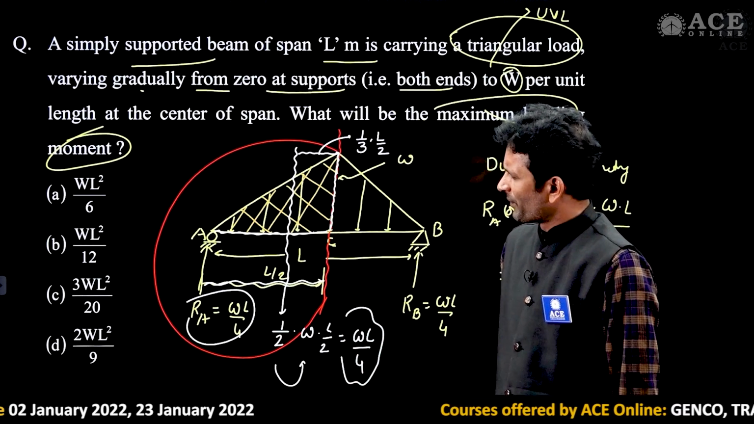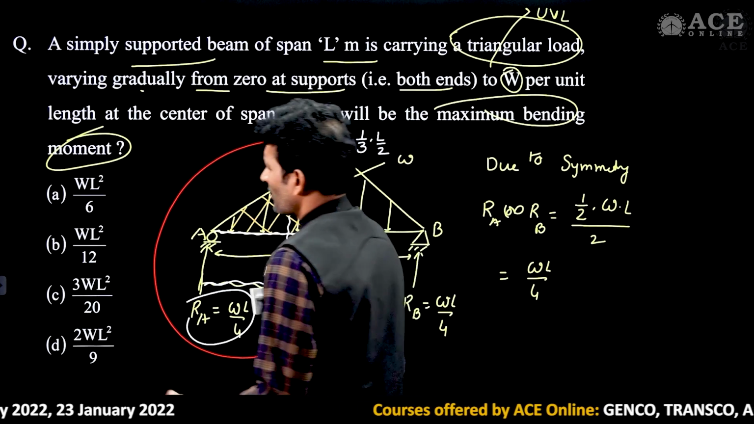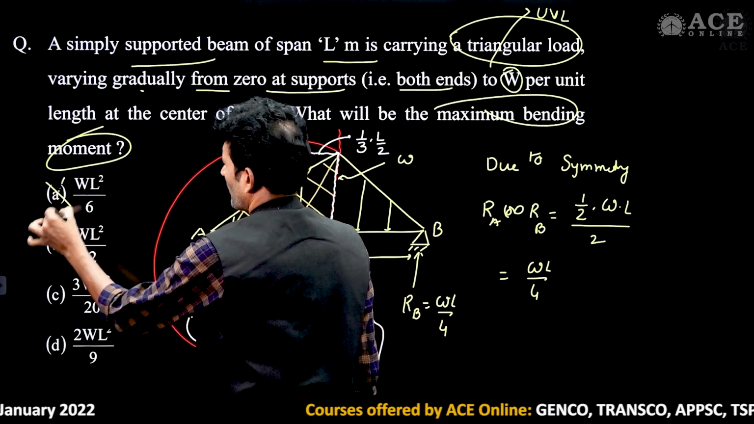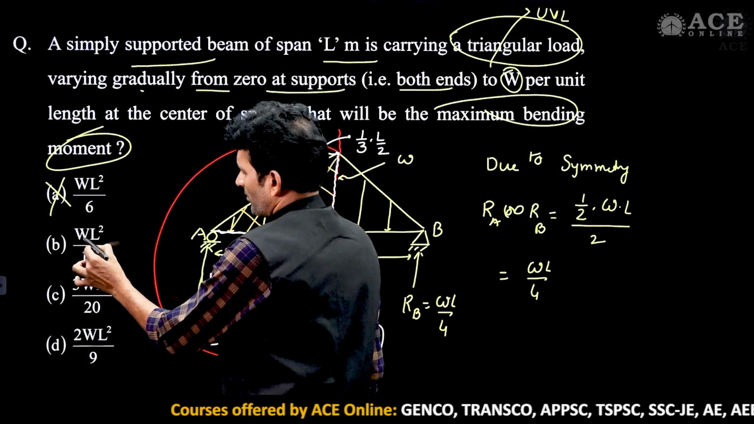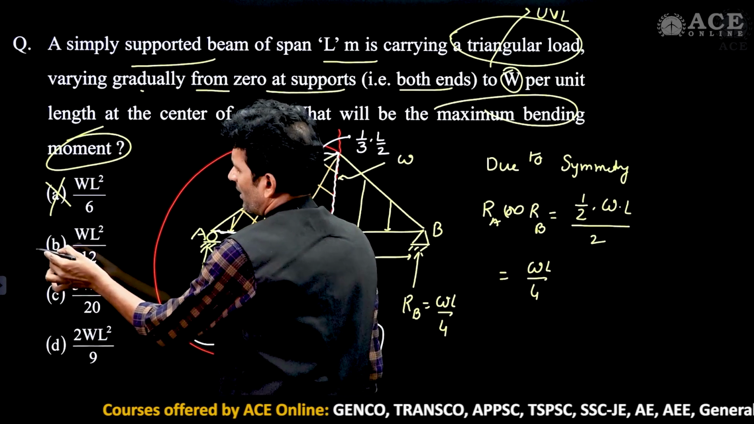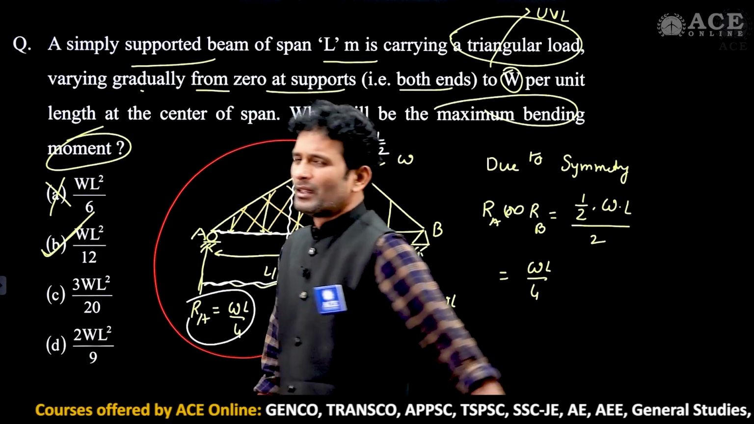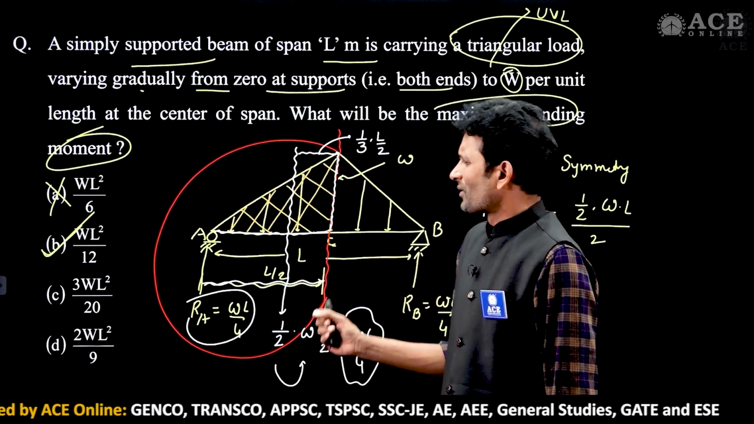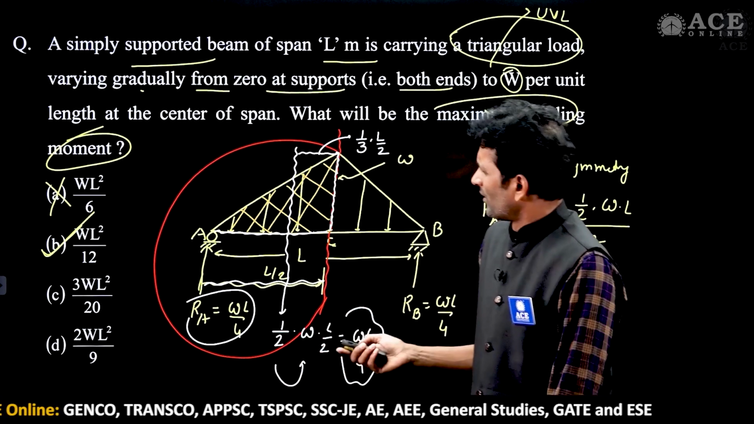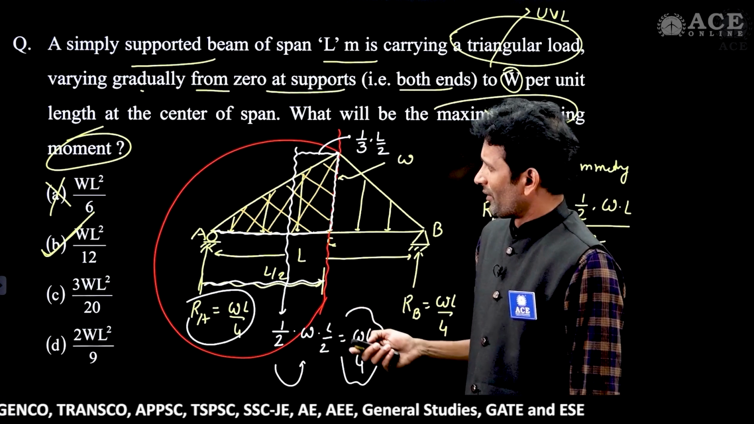Look at the options. Option A is omega L square divided by 6. That is wrong. And option B is omega L square divided by 12. So option B is the correct answer for this question. This is somewhat of a moderate level. The difficulty level is moderate.